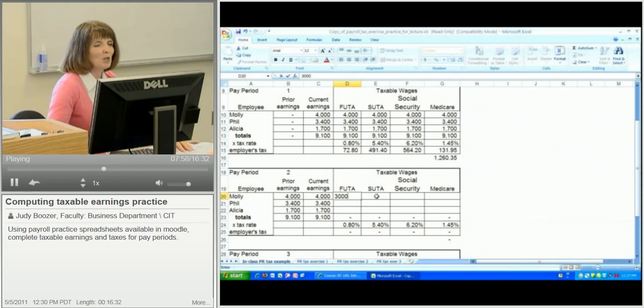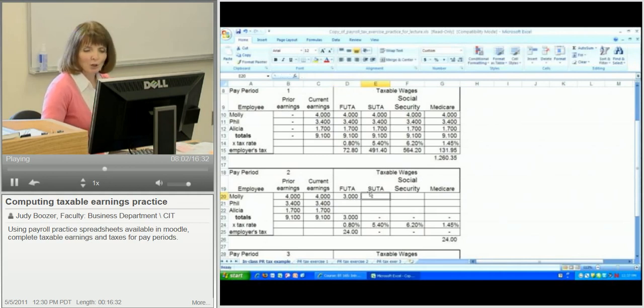10,000. Have they reached the limit? No. Then you automatically put the full current earnings in. Make sense? How about for Social Security? I think we're a little off from that one. We got a long way to go.